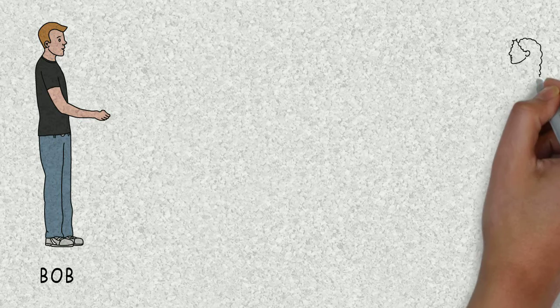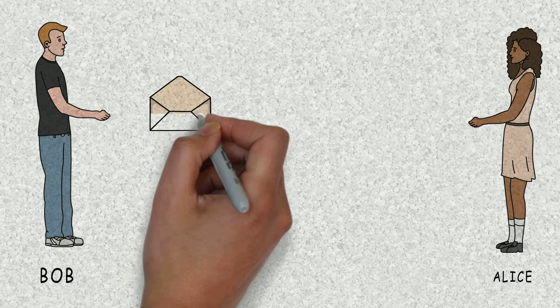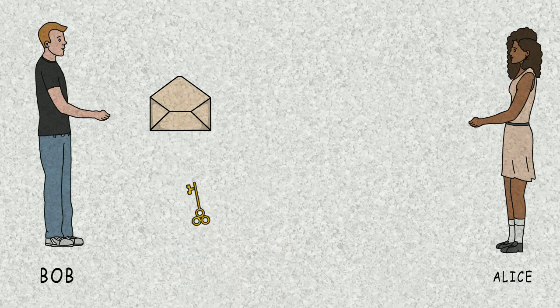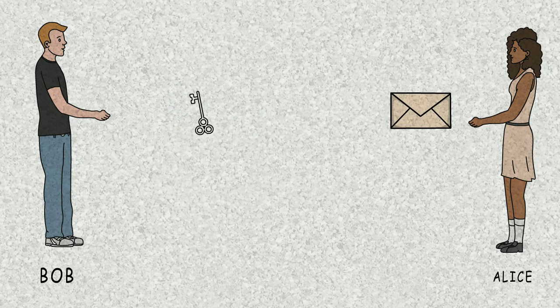Let's take a look at an example to see how this works in practice. Bob wants to send Alice a message. Bob will generate a key and use it to encrypt the message. The message is then transferred to Alice together with the key. After that, Alice will use the same key to decrypt the message received.